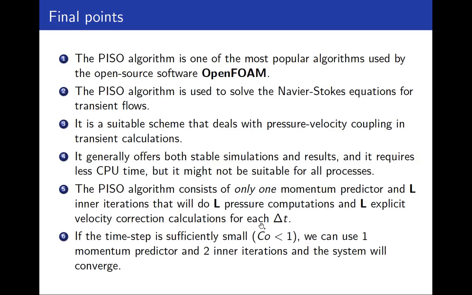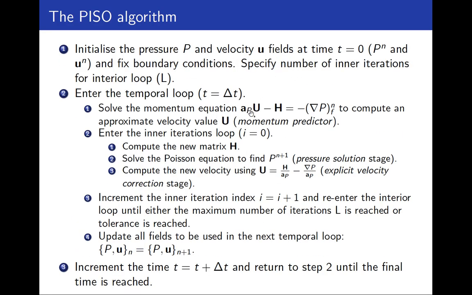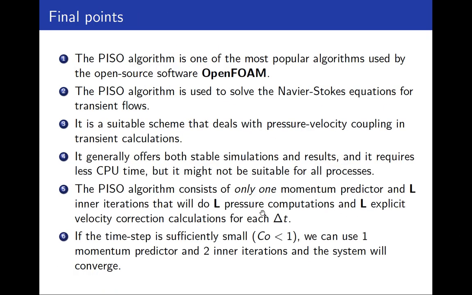And the PISO algorithm consists of only one momentum predictor. So remember, this is very important. You only need to do this step only once. And then you will have to do L inner iterations that will do L pressure computations and L explicit velocity correction calculations for each delta t. And if the time step is sufficiently small, so that means the Courant number is much smaller than 1, we can use one momentum predictor and at least 2 inner iterations, and the system will converge.